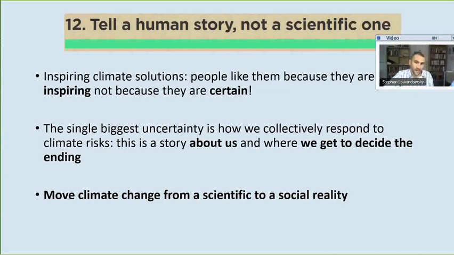And again, studies have shown that when people are engaged in climate solutions and they identify with those goals, they are no longer obsessing quite so much about the underlying uncertainties of the climate science, because what they're inspired by are those stories and the solutions, not the underlying science itself, and not whether it's certain or uncertain. And I think it's just always worth reminding ourselves that probably the single biggest uncertainty here is how we collectively respond to climate risks, what we decide to do, and how we decide to get there, and that is fundamentally a human story as well as a scientific one.